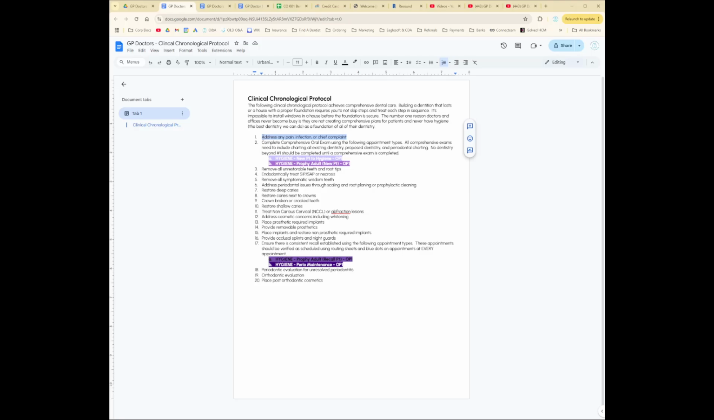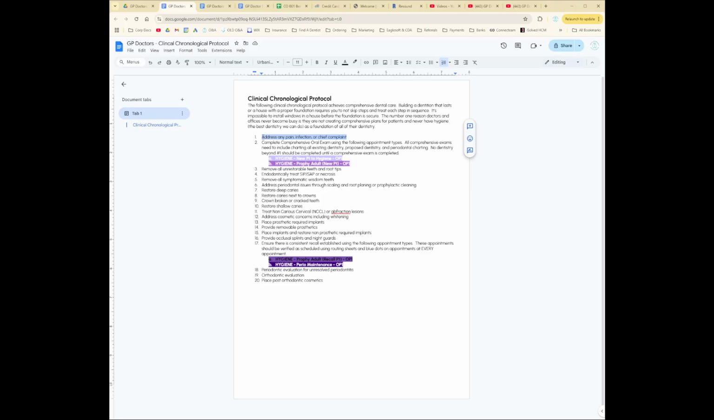Now, when we do a comprehensive oral exam, it's going to happen in one of two visits initially, which is a new patient hygiene visit, for a patient who had come in for a chief complaint. We addressed it, and now they're coming in for their hygiene visit and their comprehensive oral exam. Or if they had initially asked for a cleaning at their initial visit, we will schedule them for a prophy adult new patient, okay?